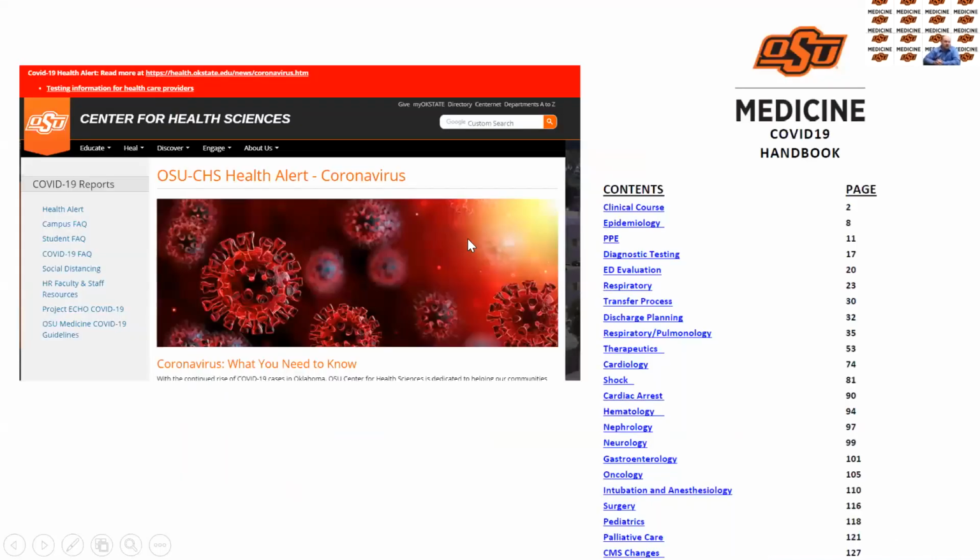This is our OSU Center for Health Sciences website, which has a coronavirus section. And then if you click on the guidelines over here, you'll come up with this medicine handbook, which is updated weekly, which goes through our care.